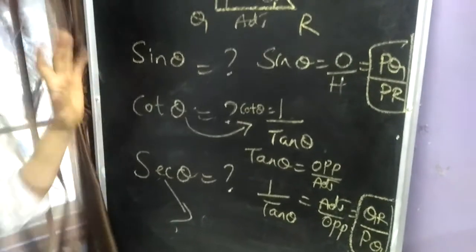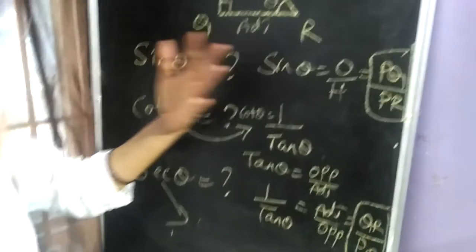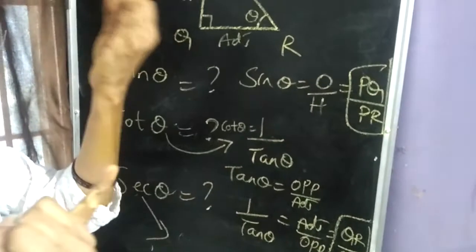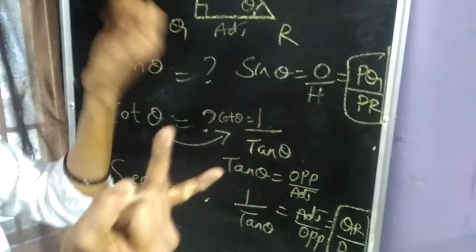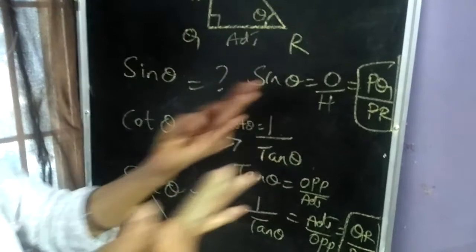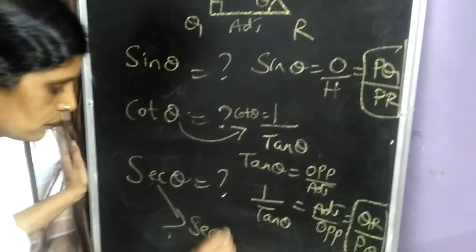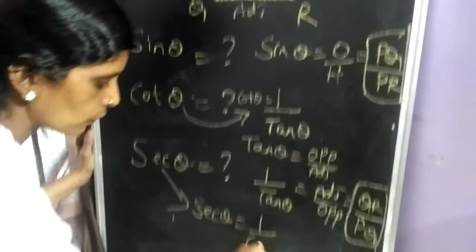Next, secant. First recall, what is secant? Who is related to secant? For sine, it is cosecant. You can put it with your fingers. For sine, cosecant. For cos, secant. Then for tan, cot. So who is related with secant? It is cos. So secant is 1 by cos.